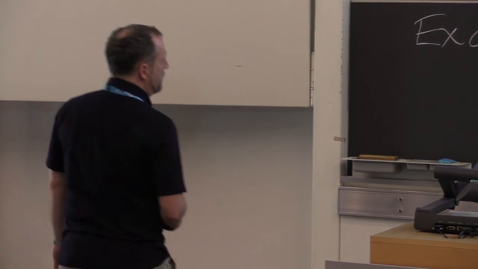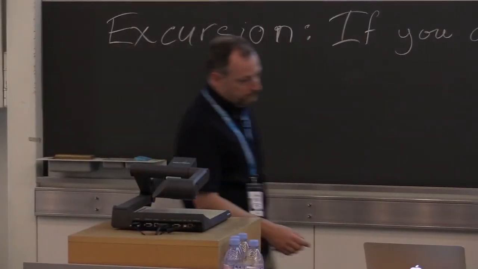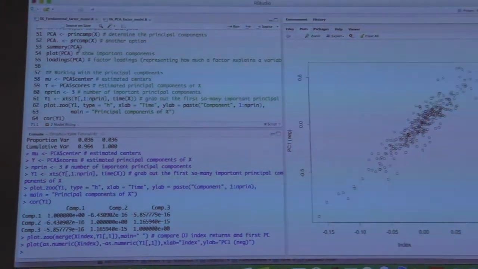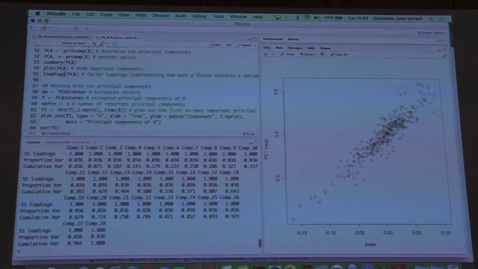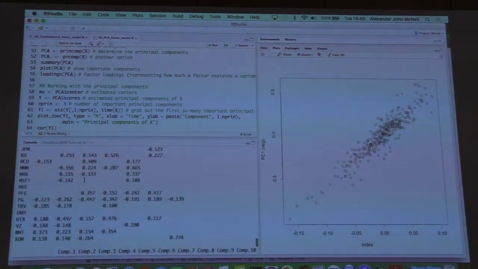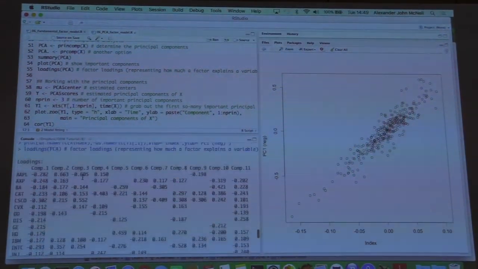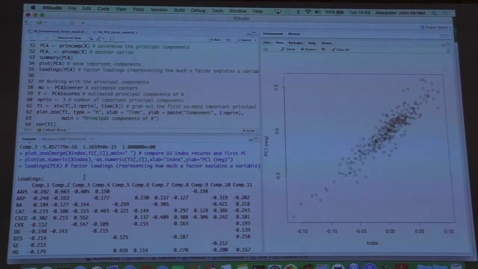If the first component acts like an index, what is the second component? Just have a look at the weightings, the loadings here. Okay. Have a look at the second one. Okay. Apple, 0.663. Negative, negative, negative. Cisco, 0.215. Small, negative.